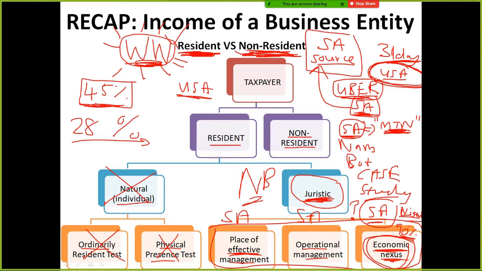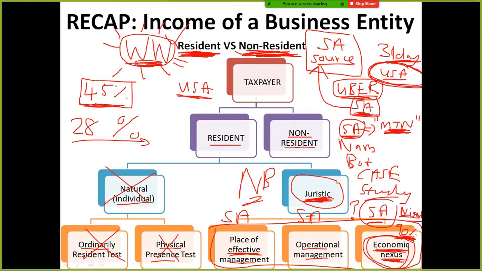Then SARS could maybe say, because your economic nexus is in South Africa, we're actually going to consider you more as a South African company, as a resident rather than a non-resident. Because you're deriving 90% of your income from this country, then surely you should pay tax in this country, because the country is such an important economic nexus.